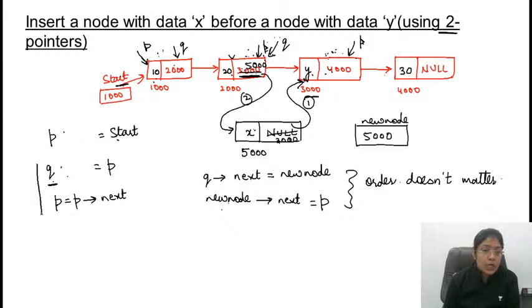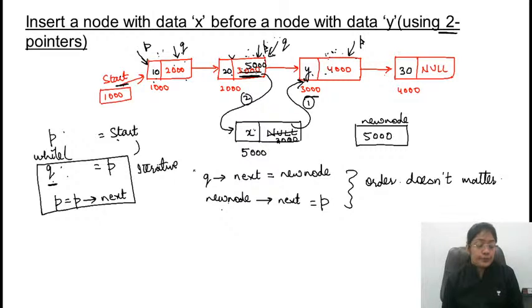Until when will these steps repeat? These are the iterative steps. So before this, you need to mention the condition. What is the condition? As long as Q of data is not equal to Y and Q of next is not equal to null. Clear? I did not get a confirmation.